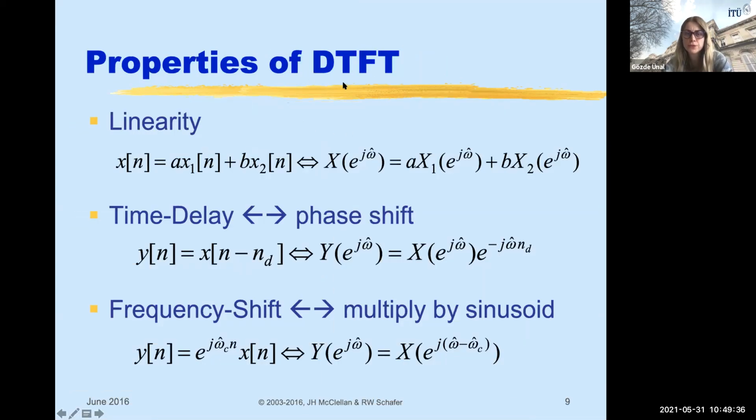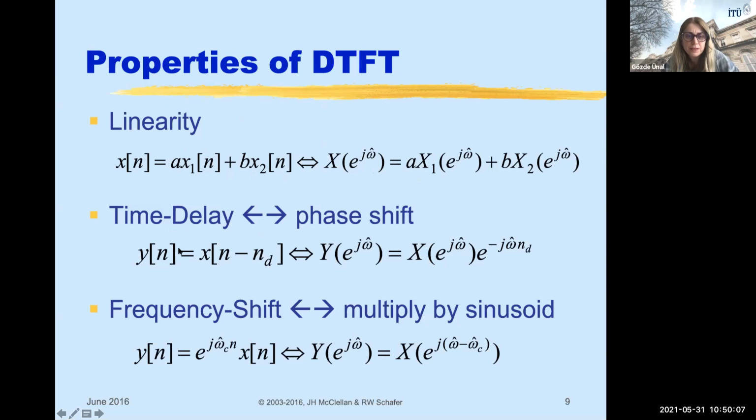Properties of discrete time Fourier transform carry over exactly from continuous time Fourier transform. We know the Fourier transform is a linear transform. Linearity is superposition: add a few signals together, scale and add them, like here, a x1 plus b x2. You can do the same in the Fourier domain.